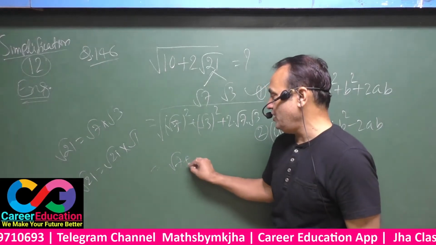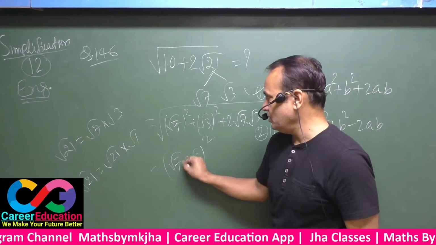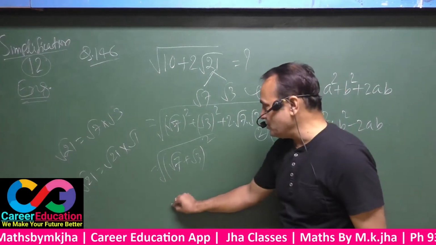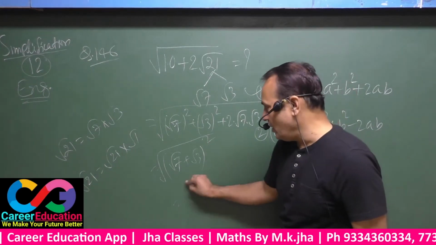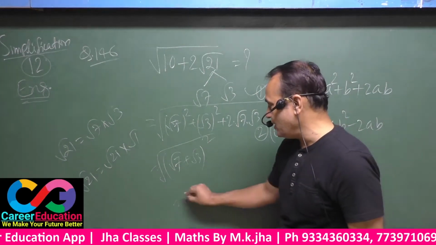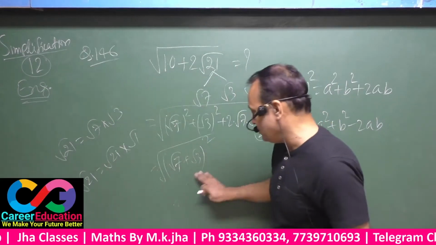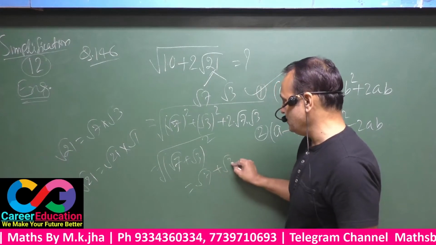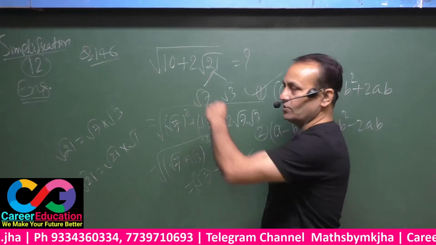This is a plus b whole square, again under root. That means this root will be cancelled by this 2. You are getting only, see here, root 7 plus root 3. This is your answer for this question.